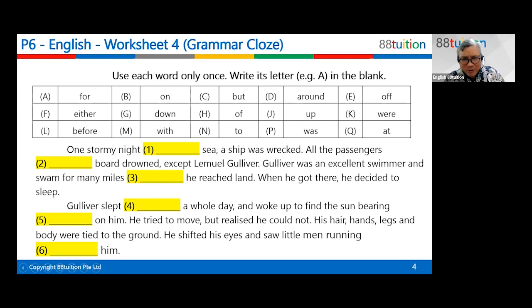The rest of you are not very sure, but everybody who responded say it is Q. And Q means at, one stormy night at sea. Exactly, all right? At sea is correct. So it should be Q. So remember, I told you it's good to write the actual answer below the blank. Then you write the letter in the blank, because that is what the instruction says, right? It's letter in the blank, right?